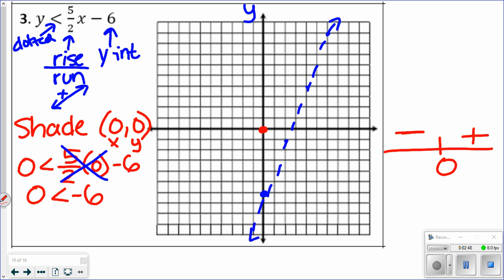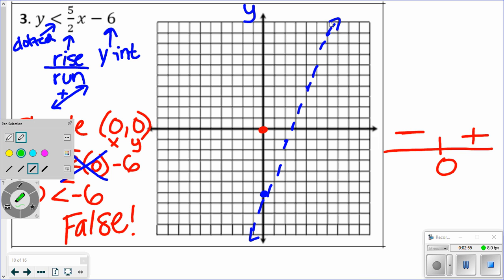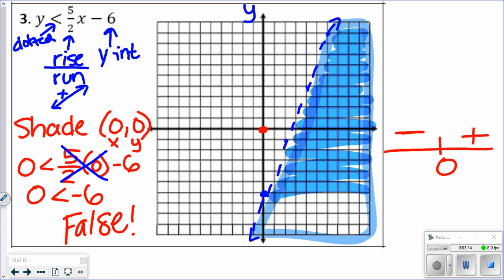So this is a false statement. That means 0, 0 is not a solution or is not an answer. It's not in our shaded area. So we are going to shade the opposite direction, or away from our 0, 0. So we're going to shade this portion of our graph. When you shade, make sure that I can still see that you have a dashed line.